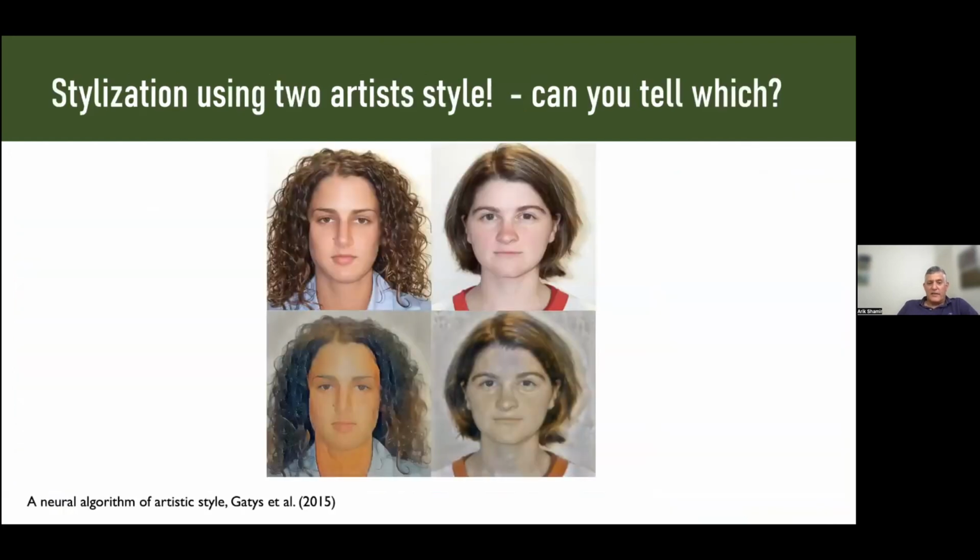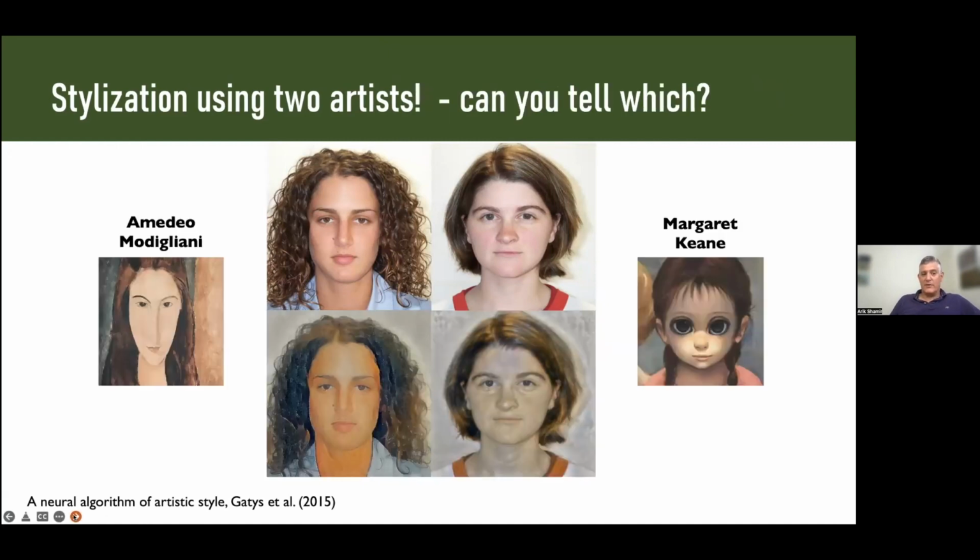Okay, so let's talk a little bit more about style transfer. This has been a wave in previous years. There have been many works for transferring style from paintings to photographs. In this example, I'm showing you two different stylizations based on two different artists. And obviously, when you look at it, it's difficult to recognize which artists they are. I'm also going to tell you which artists. So one is Amedeo Modigliani, the other is Margaret Keane. And still, if you know the artist, it's difficult to recognize the differences between the styles.